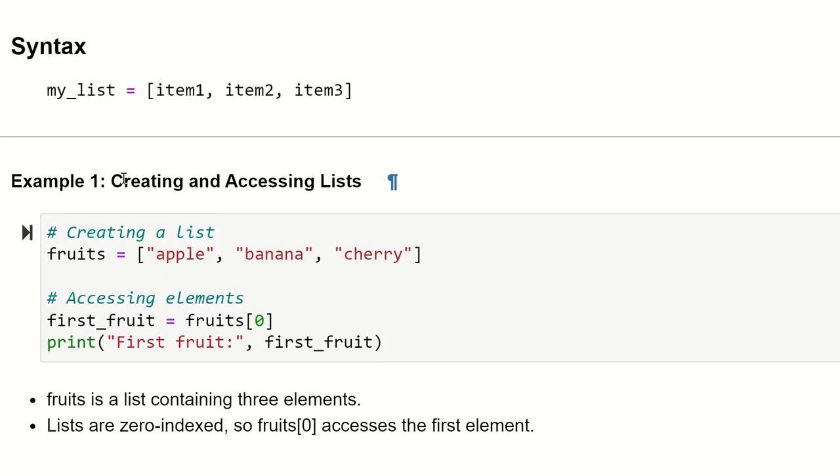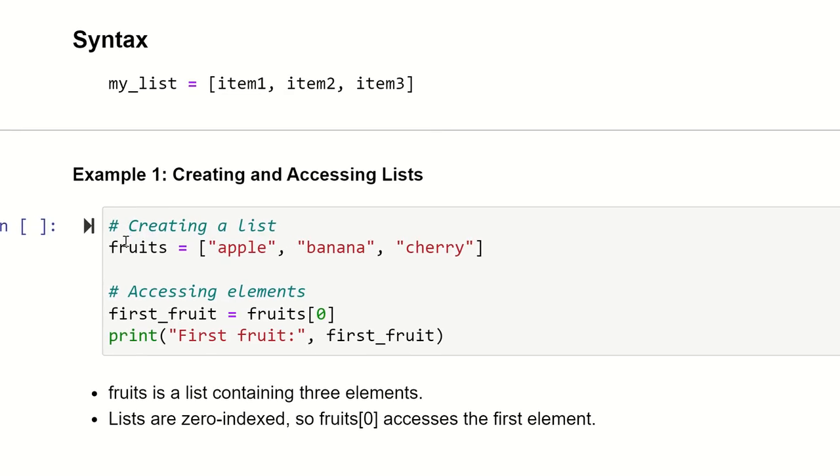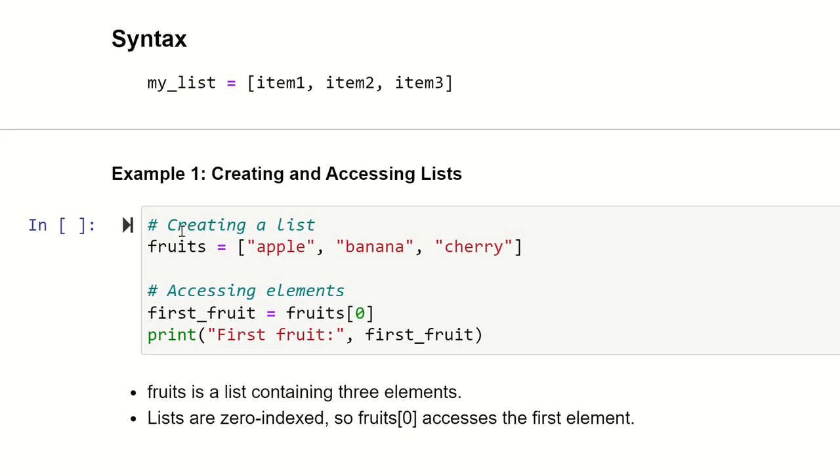Here we are creating and accessing a list. We want to create a list and access the list. All right, so here you would see that this list has been created. I called this list the list of fruits.